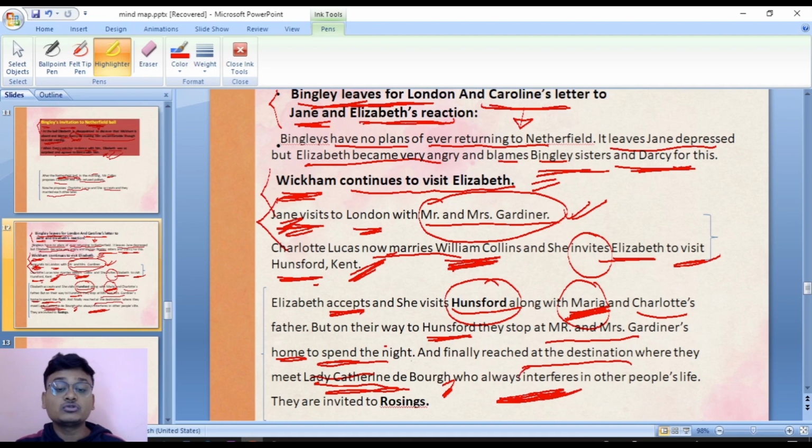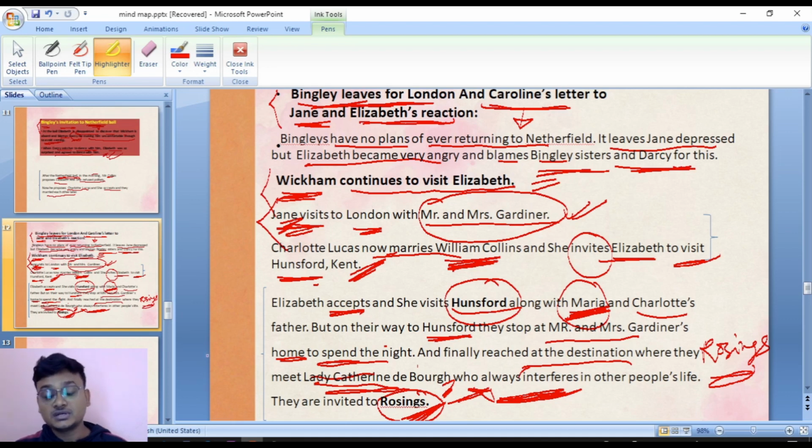And they are invited to Rosings. Rosings is the estate, and Lady Catherine de Bourgh is the owner of the estate Rosings. So what is Lady Catherine de Bourgh's estate called? Rosings. Rosings is the estate, and the owner of the estate Rosings is Lady Catherine de Bourgh. And Lady Catherine de Bourgh is the aunt of Darcy.